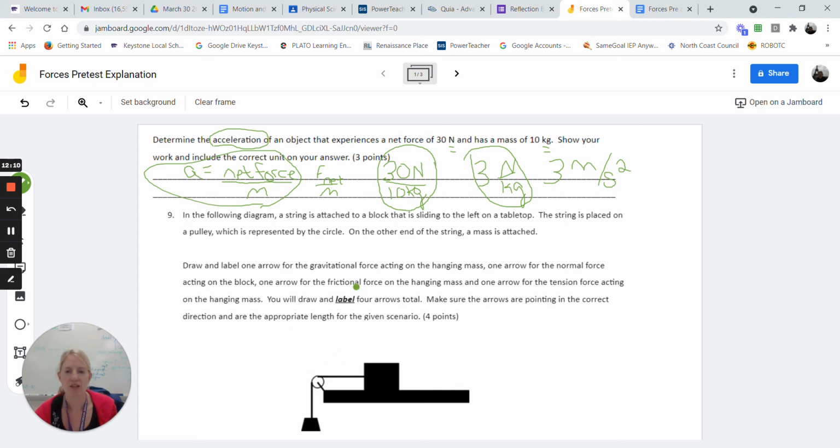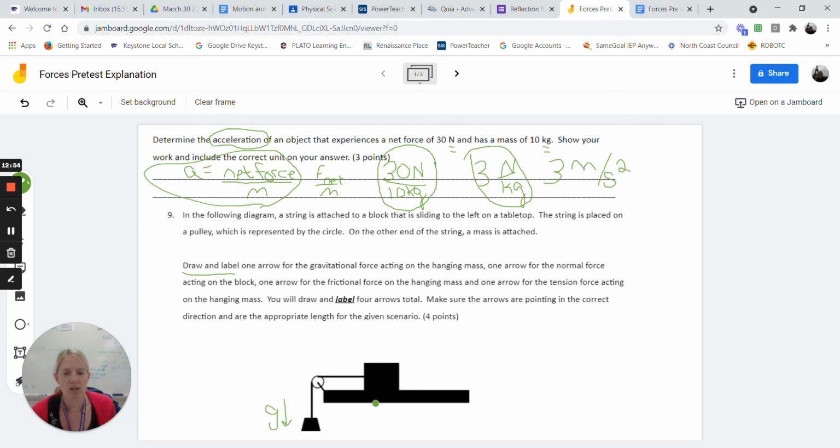So in that case, they want us to draw some arrows to represent some forces. The first one they want is the gravitational force. So we know that Earth's gravity always acts downward, right? Or more specifically, toward the center of the Earth. So we're drawing gravity on the hanging mass, so that would be over here. I'm going to draw an arrow down, and it also told me to label it, so I'm going to label that with a G. So if your arrow down labeled with a G is by the hanging mass, you can give yourself 1 out of these 4 points.